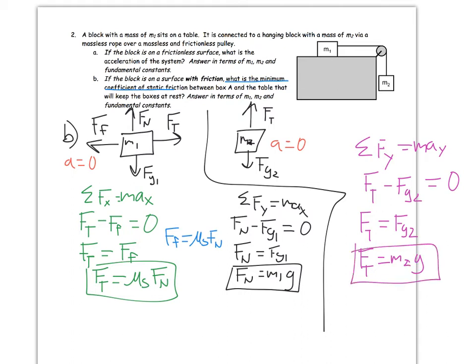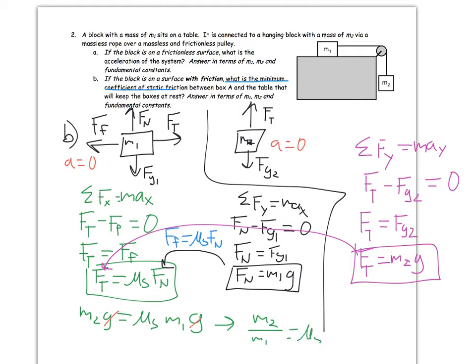So right now, I want to find my coefficient of friction, but I have a lot of things in this equation that I don't know. However, if I notice, I just found an expression for the normal force. I just found an expression for the force of tension, so I can go ahead and make those substitutions. So I can say m2g, that's the force of tension, equals mu s times m1g. The g's will divide out. I can divide both sides by m, and I end up getting that m2 divided by m1 equals mu s.